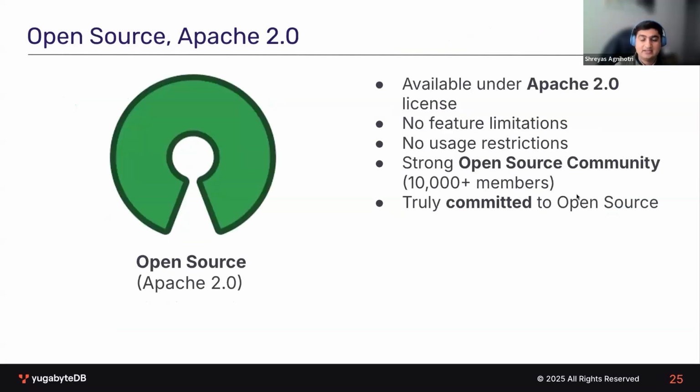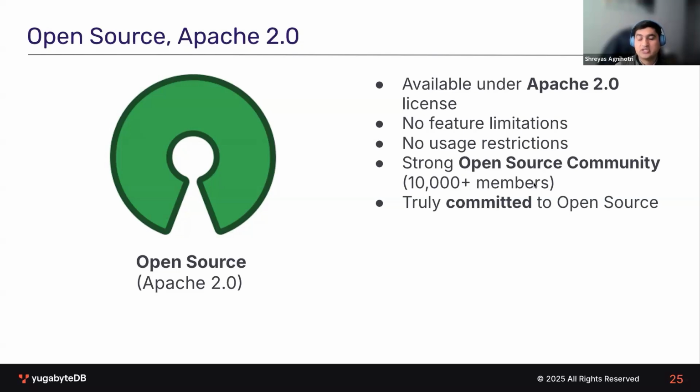And then finally, last but not least, it's open source. The core database is available under the Apache 2.0 license. We do not cripple our database by adding feature limitations or any usage restrictions for the open source version. You can use it the way you like. We mostly charge for our database as a service offering, which we will cover on the next slide.